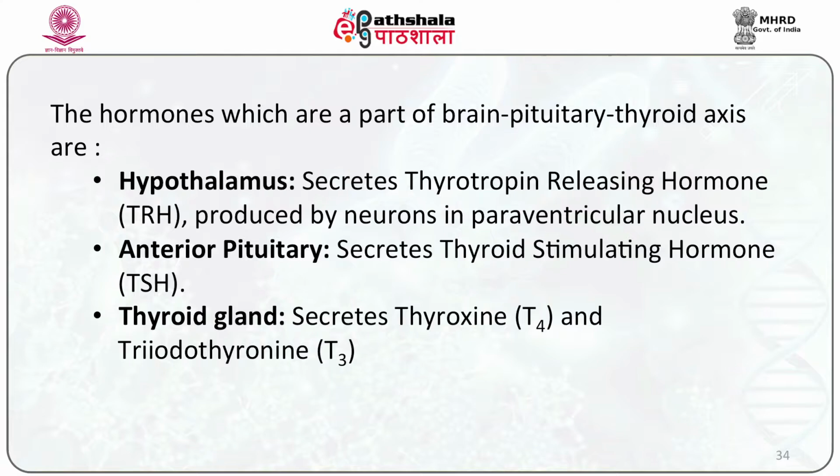Hypothalamus secretes thyrotropin releasing hormone, that is TRH, produced by the neurons in the paraventricular nucleus.